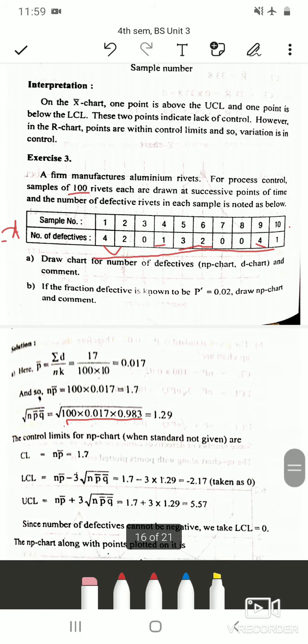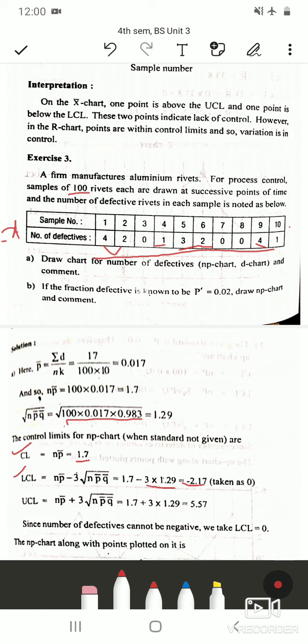Now the control limits for the NP chart, we have seen, so we will substitute all the values. So it is 1.7, that is the central limit. Lower control limit is minus 2.17 when you simplify. First multiply with this, then whatever answer you get, subtract from 1.7. If you get minus, then you have to consider it as 0. Take it as 0. So what is the upper control limit? When you simplify, you will get 5.57.